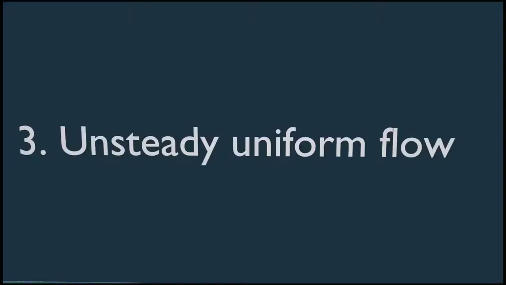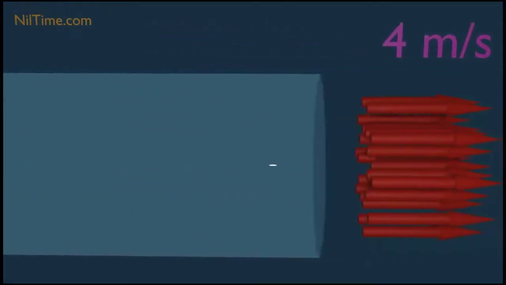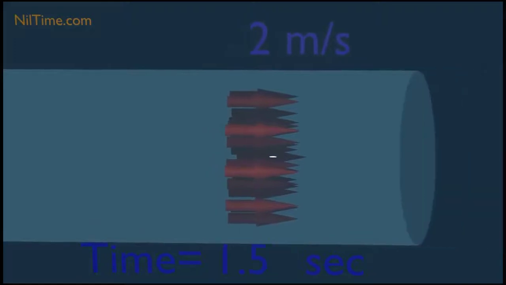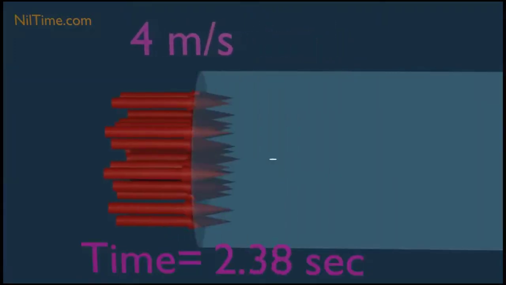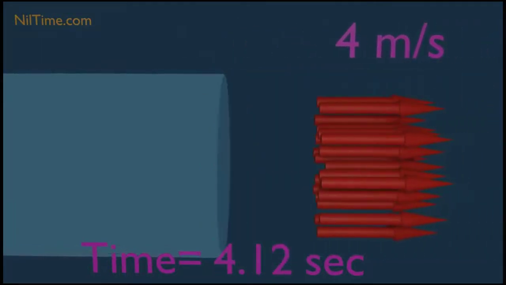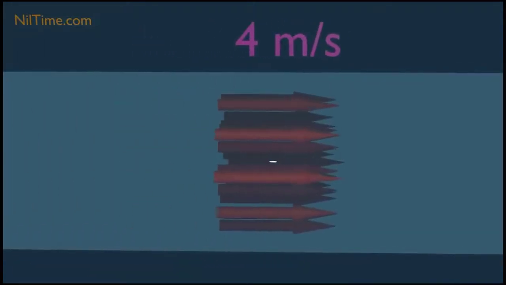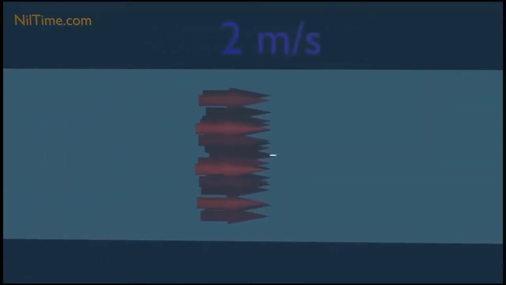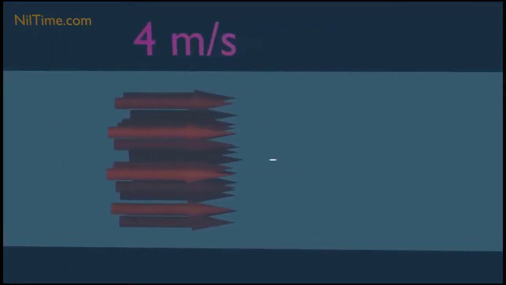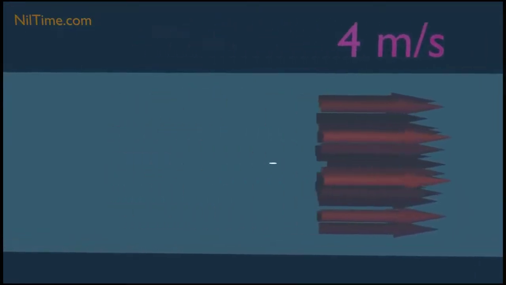Unsteady uniform flow. Notice the velocity of the fluid is not constant in the same tube. From 0 to 2 seconds, it is flowing in and out at 2 meters per second, and again from 2 to 4 seconds, it is flowing in and out at 4 meters per second, so velocity is changing with time. This makes it unsteady flow. Even though velocity changes, it is flowing in and out uniformly. But in this condition, the in and out position of velocity changes within the tube, which makes it non-uniform flow.